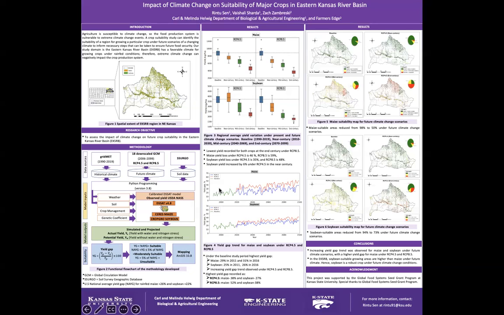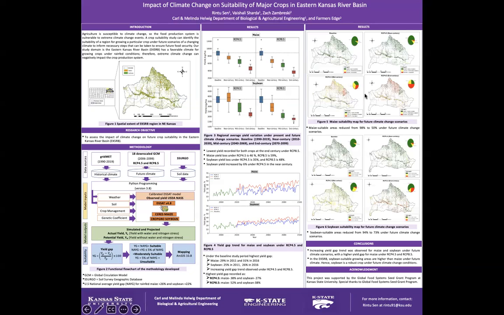So more precisely, if we want to know about the future yield gap, the figure is showing the yield gap percentage trend, and under RCP 4.5 for maize, the yield gap is 38%, but under RCP 8.5, it's 52%. For soybean, under RCP 8.5, it's 38%.